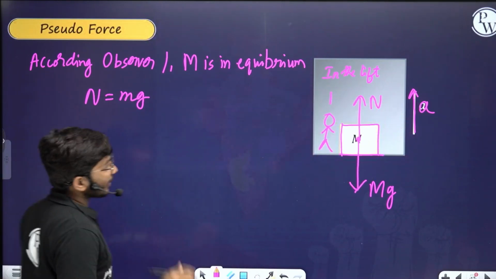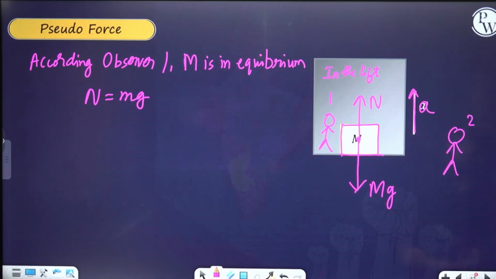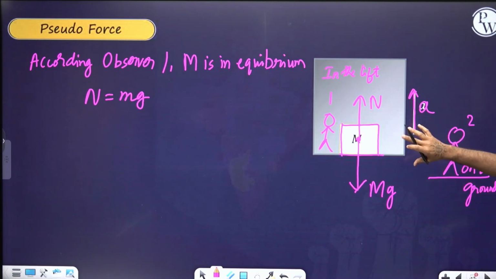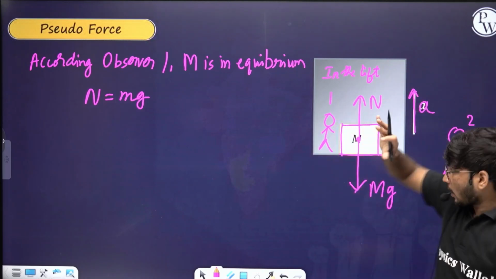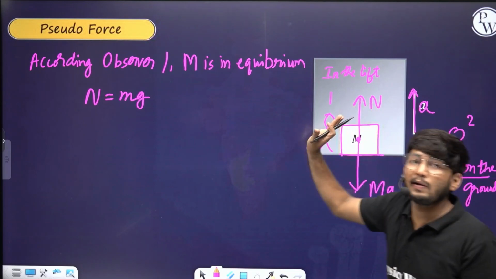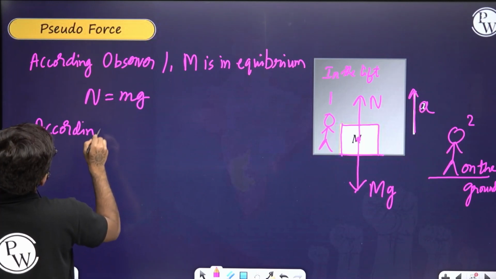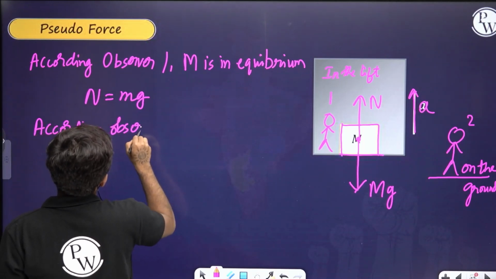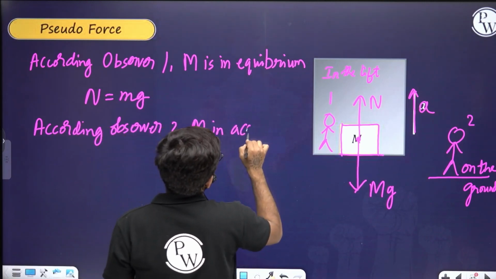But when I take an observer 2 on the ground, he is on the ground. According to this guy, the lift is going up. You can see that the lift is going up. The block is also going up. According to him, this block is not in equilibrium. So according to observer 2, m is accelerating.